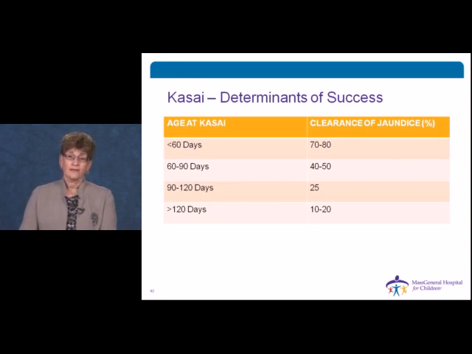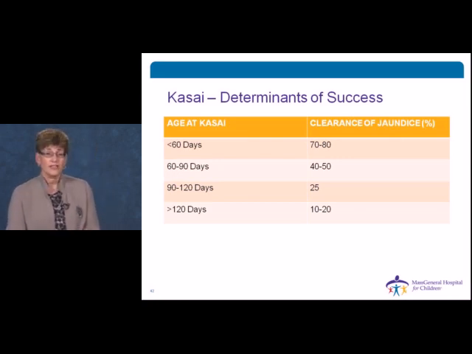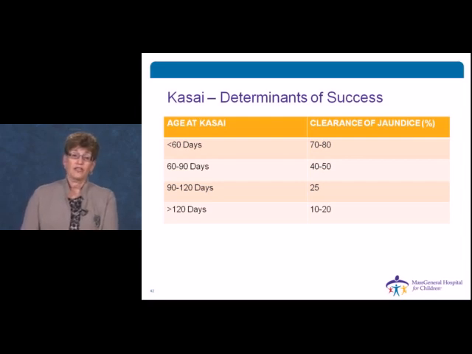So again, the take-home message here. What determines success of Kasai is how early the Kasai is done. And again, that's why we need to be ever vigilant of knowing that we're dealing with a direct hyperbilirubinemia rather than an extension of physiologic jaundice. So if the age at Kasai is less than about 2 months of age, the success at clearance of the jaundice is about 75% or so. If you go beyond that, it becomes much less successful. But even when we clear the jaundice, the ultimate outcome may not be so sanguine.